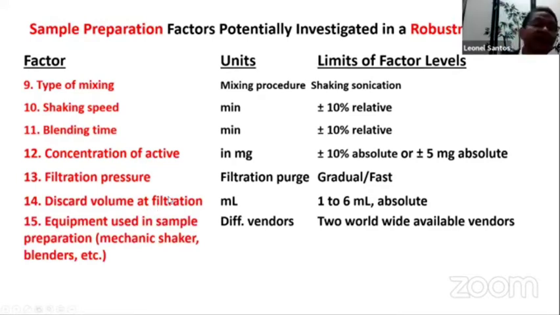And then finally, the equipment that you use. So you either use a mechanical shaker or blender. These are all the different factors in terms of how you prepare your sample so that you can come up with an alternative procedure. And again, you can combine this with the first strategy, which is the system suitability adjustments.